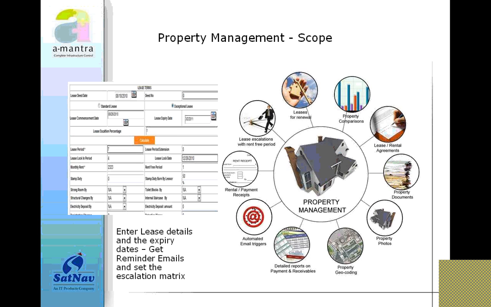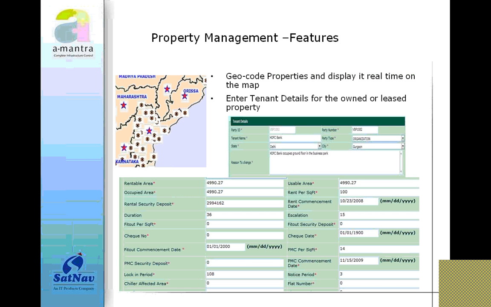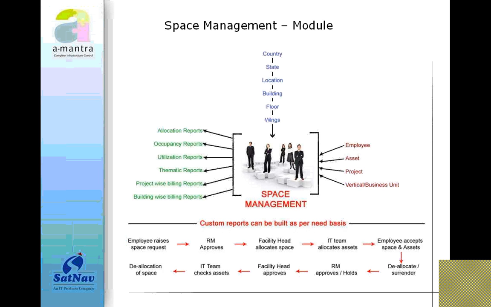So once this property management is done, this is a sample of how the property will look when it is plotted on the map. Then coming on to the space management module, the space management is drilled down from the country level to the cubicle or a workstation level. Once the drill down has happened, you will be tagging 4 parameters to the assigned workstation.